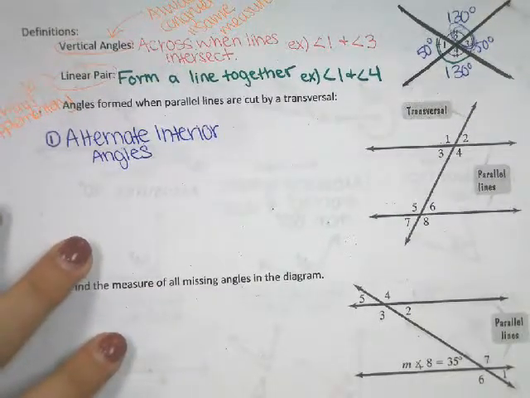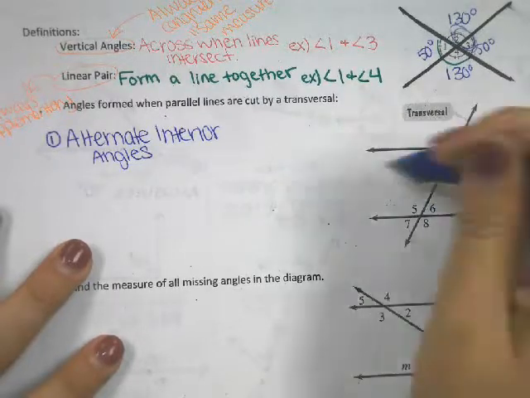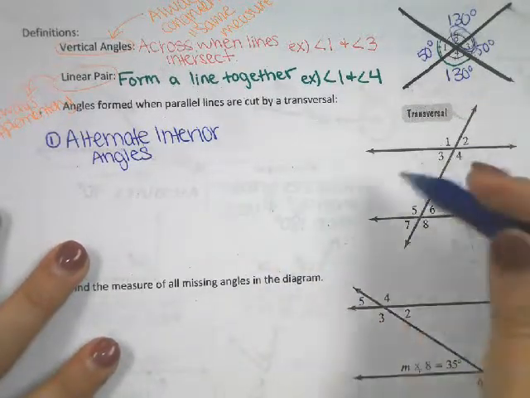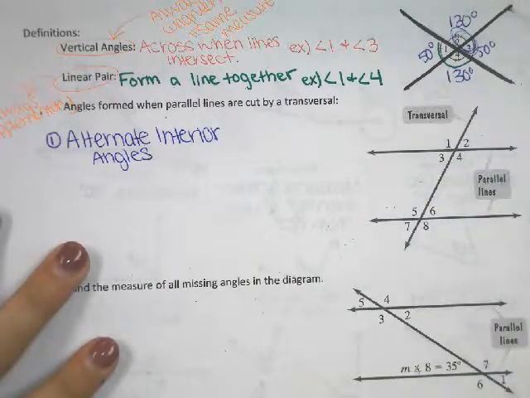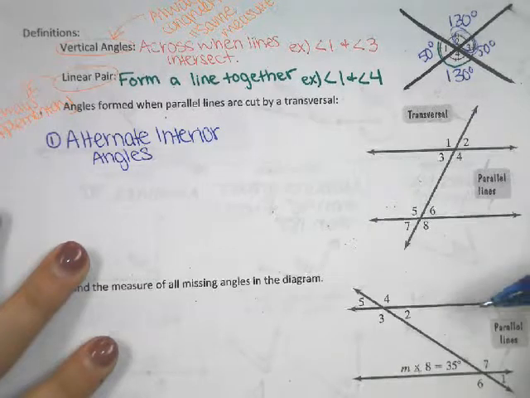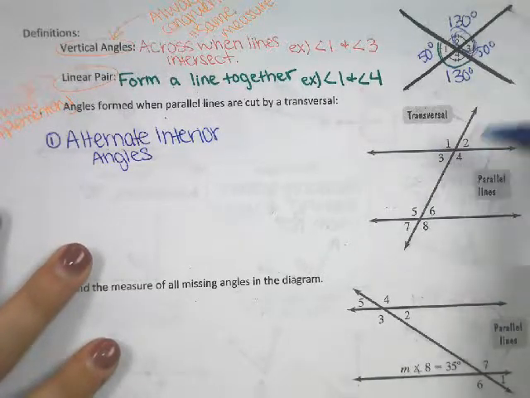So alternate means opposite sides of the transversal, and interior means between the parallel lines. So I want to be between the parallel lines, so I'm interior, inside here, but I want to be on opposite sides of the transversal. So this is going to be like 3 and 6 or 4 and 5.